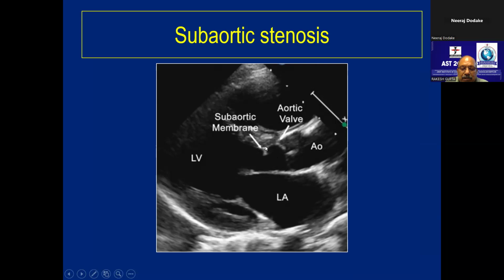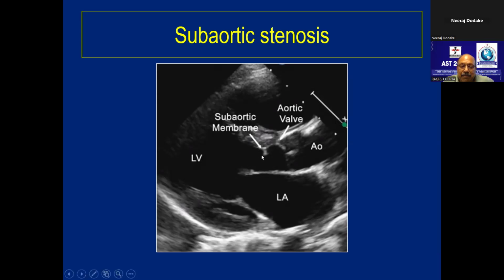In subaortic stenosis, there is a membrane, correct? Yes. In hypertrophic cardiomyopathy, what exactly happens? This part becomes more thickened, and during systole, what are the features of hypertrophic cardiomyopathy? There are three important features. Septal to posterior wall ratio more than 2:1, asymmetrical septal hypertrophy. Then systolic anterior motion of the mitral leaflet. And the third important thing is a dynamic LVOT gradient.